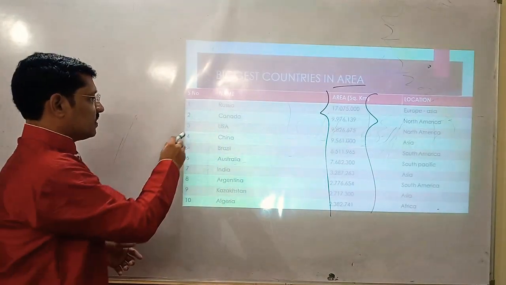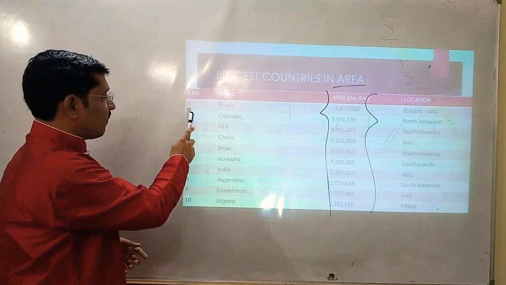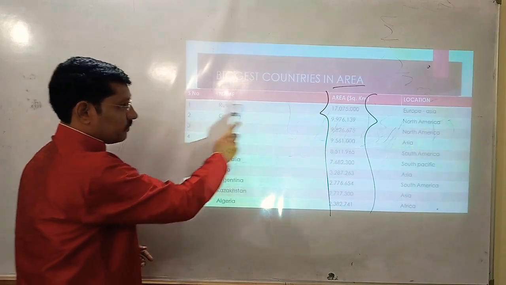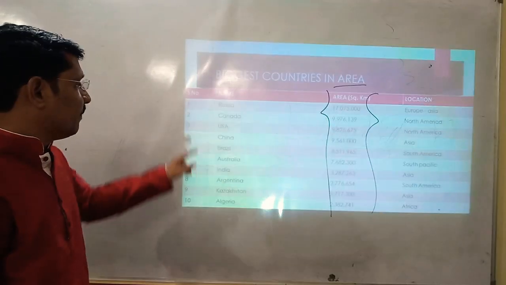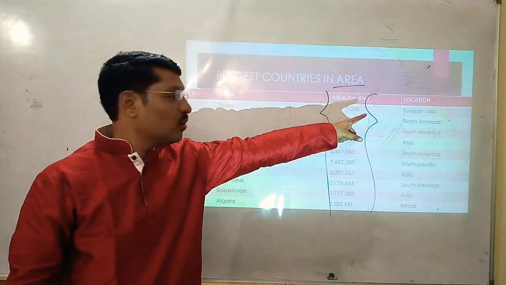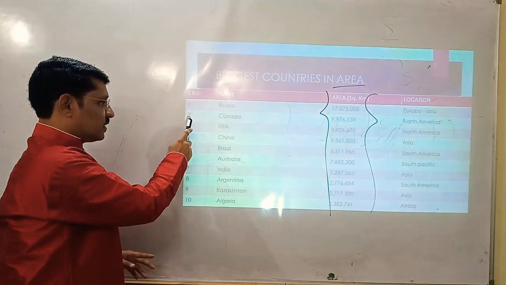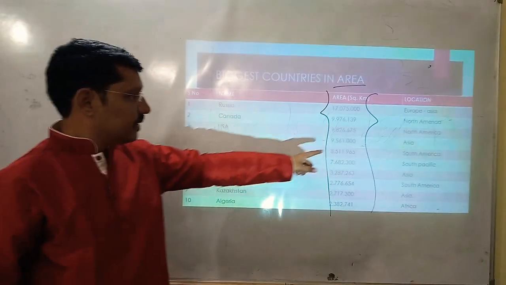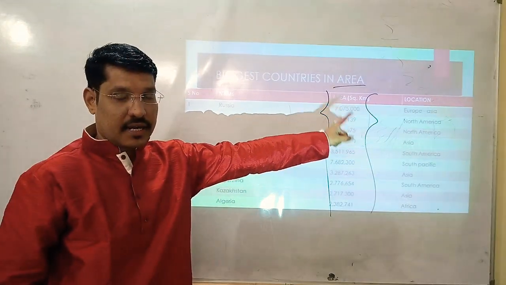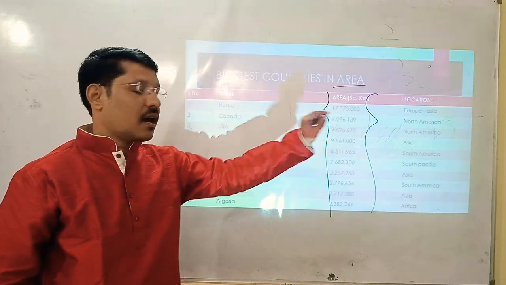The first one, the first biggest country, is our Russia. It comes in Europe and Asia. Where it comes in the globe: Europe, Asia. The next biggest country is Canada. Canada is in North America. It comes in North America.